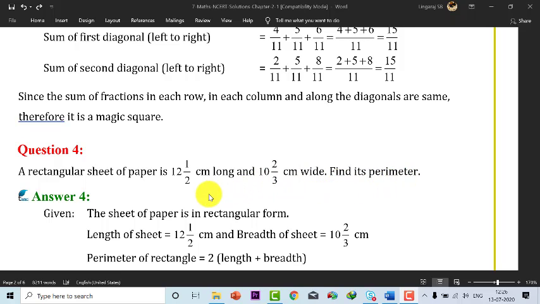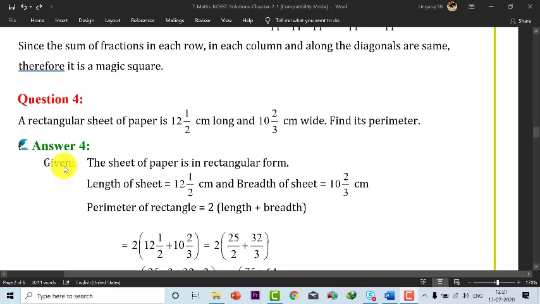So here we have to use the perimeter of the rectangle formula. First we can write the given. In the given, the sheet of paper is in rectangular form and its length is 12 1/2 centimeter, which is given here, and breadth is 10 2/3 centimeter. In this, long means length and wide means breadth.